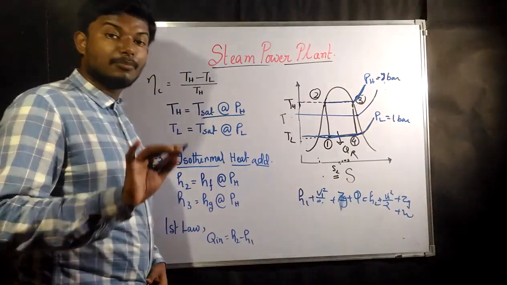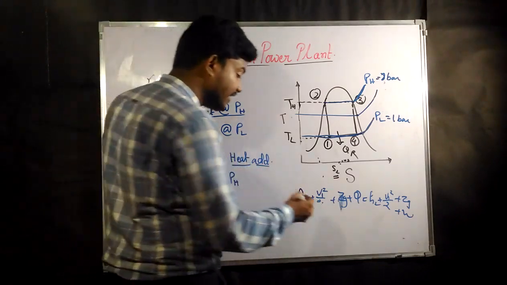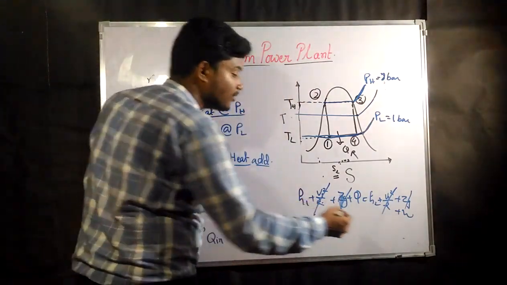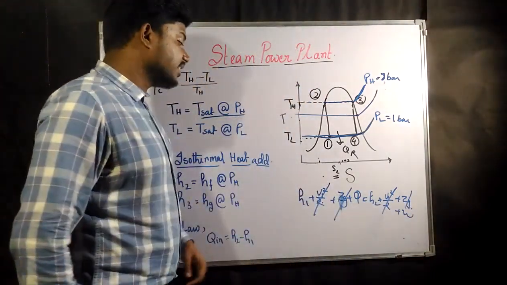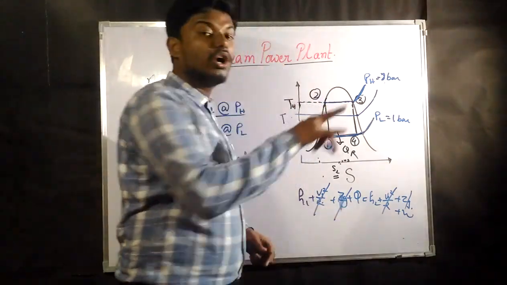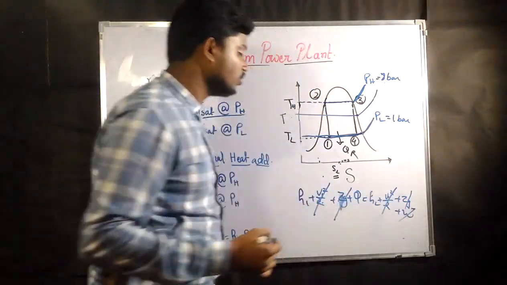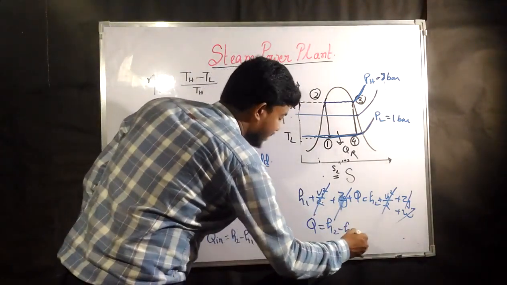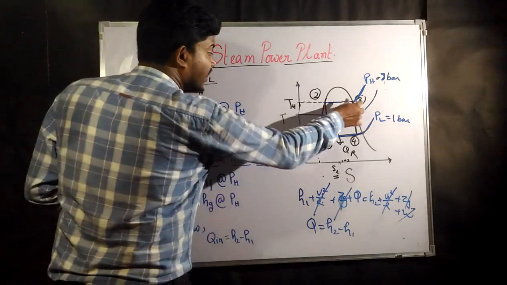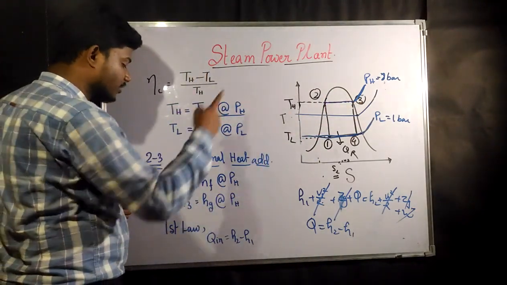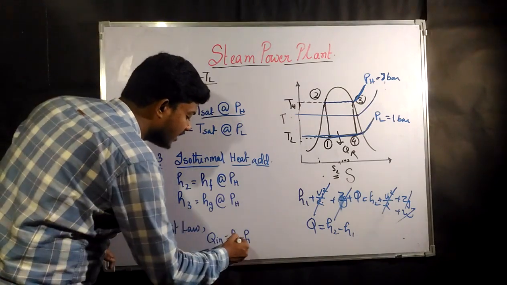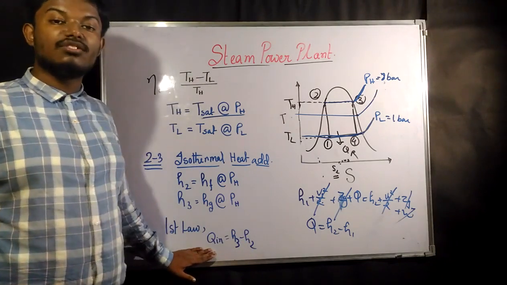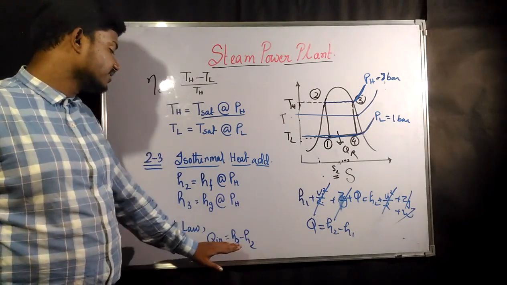Now if we neglect the kinetic and potential energy changes, these terms will get cancelled out, and we can find the heat addition. In the boiler there is not going to be any work, so W is also cancelled out. Now from here, what is Q? Q is nothing but H2 minus H1. As it is going from 2 to 3, it would be H3 minus H2. From the first law you can find Q in, which is nothing but H3 minus H2.